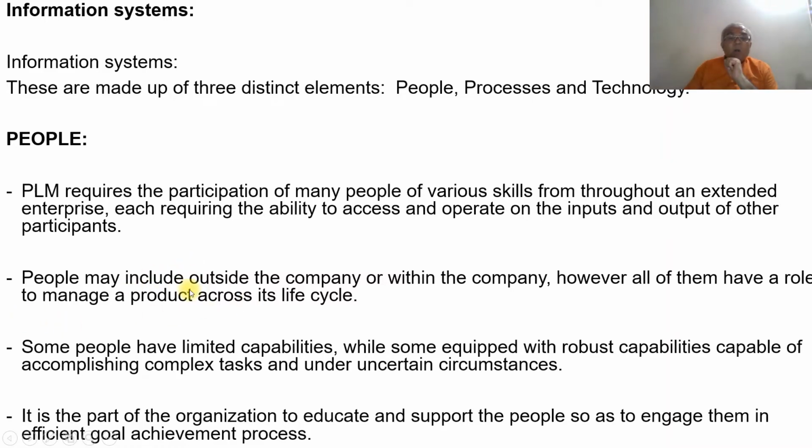People may include outside the company or within the company. However, all of them have a role to manage a product across the life cycle. Some people have limited capabilities, while some are equipped with robust capabilities, capable of accomplishing complex tasks and under uncertain circumstances. That means once you have a group of people in the organization, depending upon the capability and capacity of the individual people, accordingly it is going to vary.